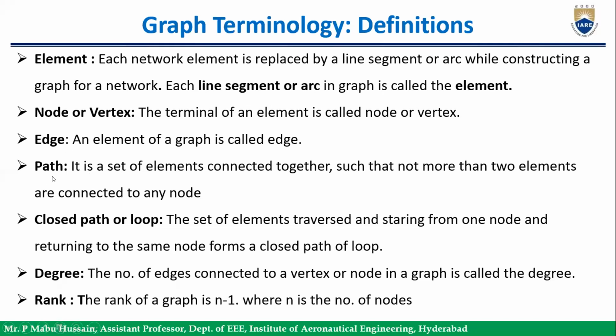Then the path. A path is the set of elements which are connected together such that not more than 2 elements are connected to any node. While drawing the path, there should not be more than 2 elements connected to the same node. Okay, so what is a closed path or loop? A closed path or loop is the set of elements traversed starting from one node and returning to the same node.